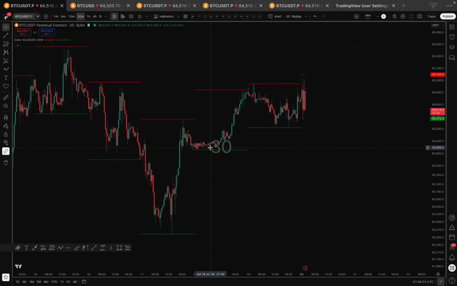So now we have previous day high and low. Now these are the previous day highs and lows. Okay, they are also good levels of liquidity because traders set their stop loss at the previous day high or the previous day low.